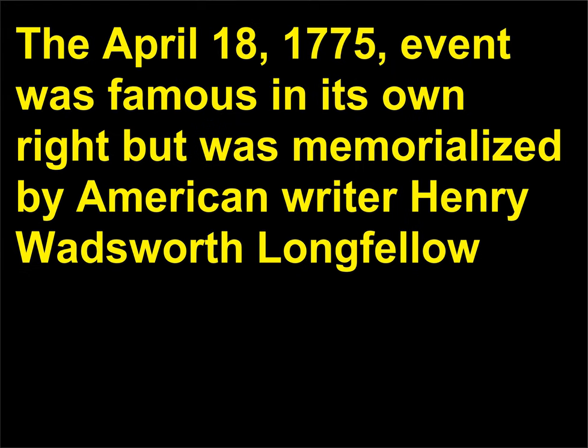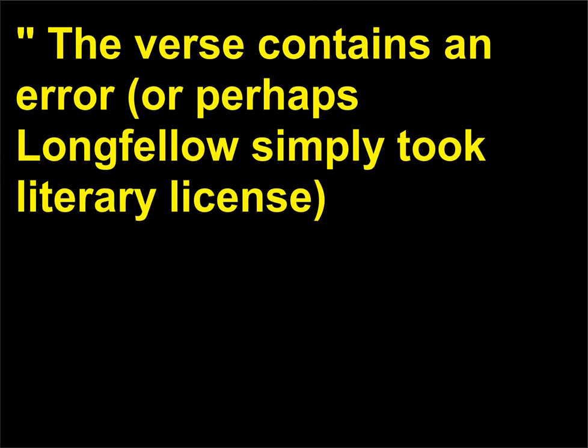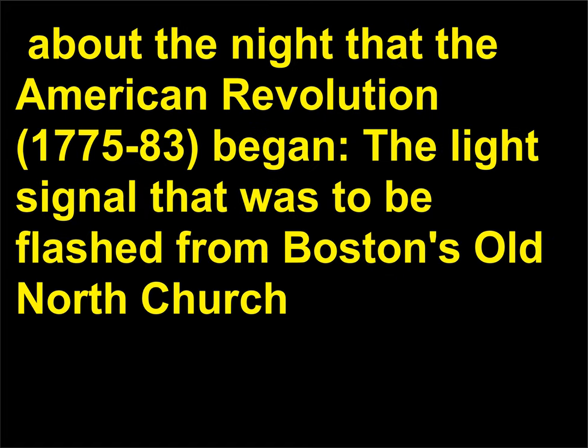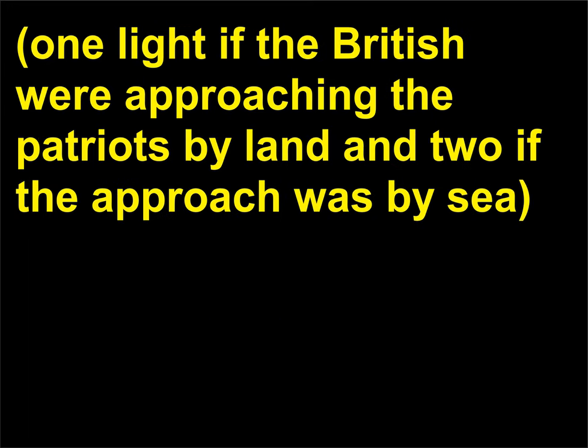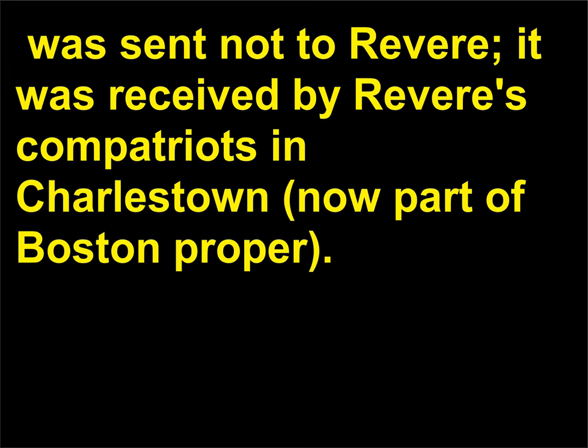The April 18, 1775, event was famous in its own right but was memorialized by American writer Henry Wadsworth Longfellow, 1807-1882, in his poem, Paul Revere's Ride. The verse contains an error, or perhaps Longfellow simply took literary license. About the night that the American Revolution, 1775-83, began, the light signal that was to be flashed from Boston's Old North Church, one light if the British were approaching the Patriots by land and two if the approach was by sea, was sent not to Revere, it was received by Revere's compatriots in Charlestown, now part of Boston proper.